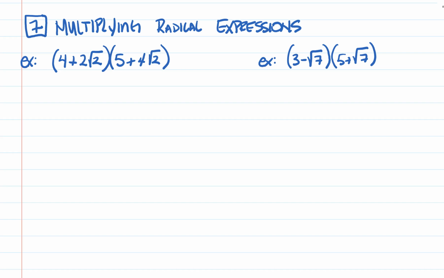you multiply them just like you would a normal binomial. You can use FOIL, you can use distribution, you can use a box method, whatever you want. It works the same exact way. You just have to keep track of all the radicals that you're multiplying. So let's do this one together.